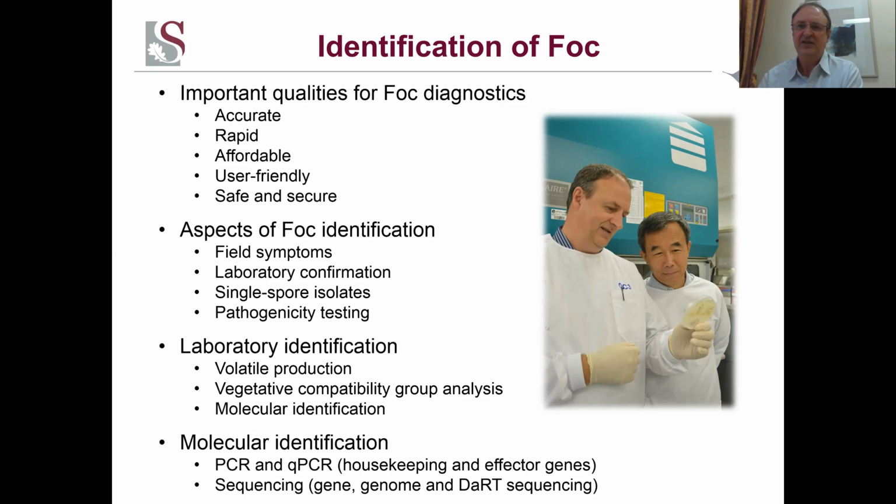I mentioned some laboratory identification methods before, the volatile production that is still being used by some groups, but not commonly anymore. Vegetative compatibility group analysis, that's really important, especially if you want to work on population and try to understand the movement of this fungus in the regions. And finally, molecular identification that can consist of PCR or qPCR techniques, and you can either work on housekeeping or effector genes. And then finally, sequencing has become very powerful these days, when you can do a genome sequence or even dot sequences to compare the different strains.